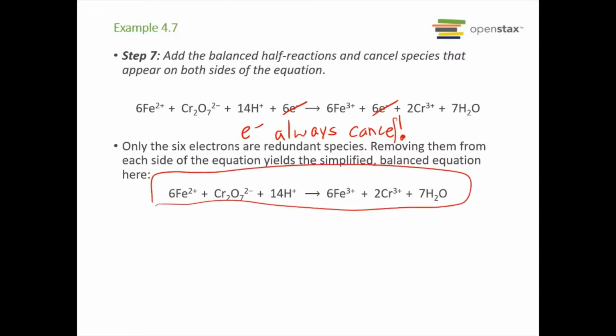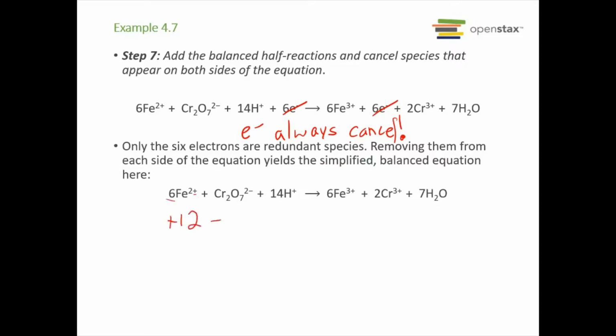And if you were to go through this, you see that everything, as far as our numbers, is balanced, and our charge. So I have 6 Fe2+, that's +12, plus -2, plus +14. So that's 6, 25, 24 plus 24. And on my product side, I have +18 plus +6 equals +24. Charge is balanced on both sides. Doesn't have to be 0 on both sides, it just has to be the same.